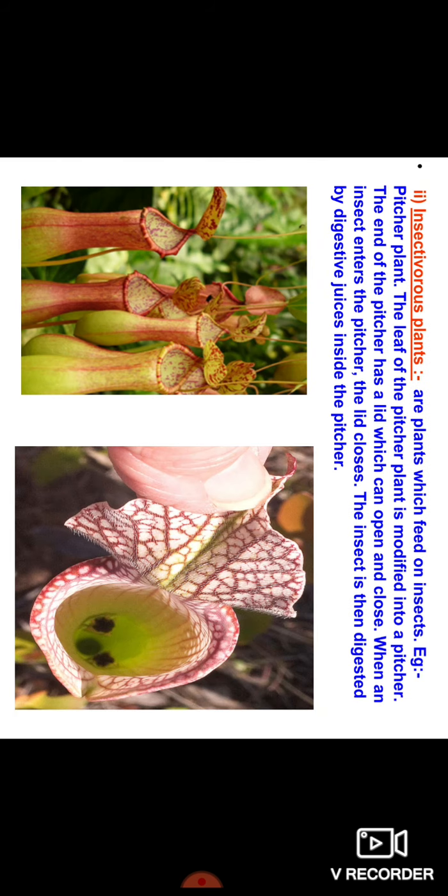For example, cuscuta. And another important one you learned is insectivorous plants. These plants feed on insects, for example the pitcher plant. Here the leaf of the pitcher plant is modified into a pitcher. As soon as the insect enters, the lid gets closed and the insect is digested by digestive juices inside the pitcher. So all these concepts you have learned in your previous classes. I hope there is no doubt, and most of you have done the homework and sent it on WhatsApp.